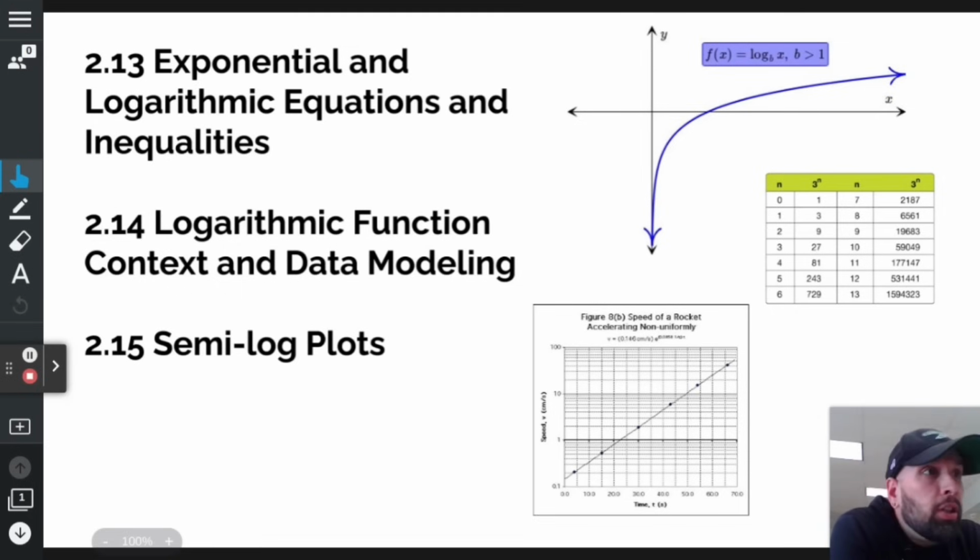What up? We are finishing up Unit 2 in AP Precalculus. We're going to talk a little bit about some exponential log stuff. We're going to talk about semi-log plots. What is that? We'll find out.